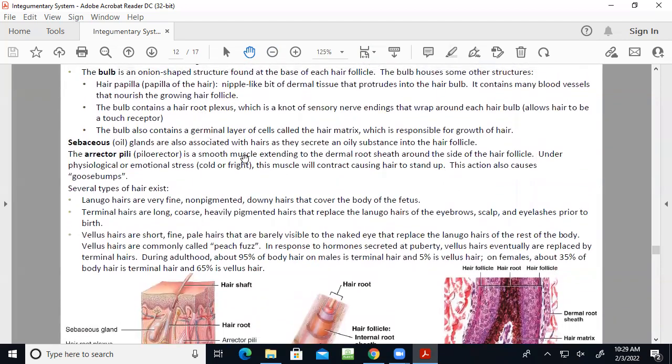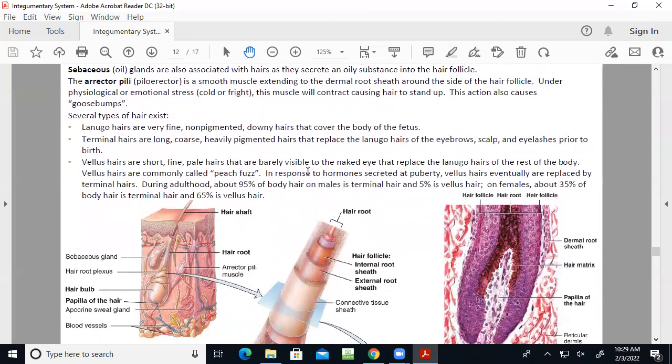We talked about these. All right, let's talk about some other structures associated with our hair. We're going to talk more about these in a little bit, but sebaceous glands, a fancy term for oil glands, are associated with our hairs, and they secrete an oily substance directly into the hair follicle. This explains why if you go a couple days without washing your hair, it's going to have that oily texture to it, because you're literally dumping oil onto your hair all the time.